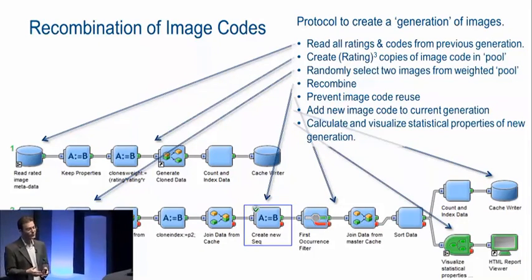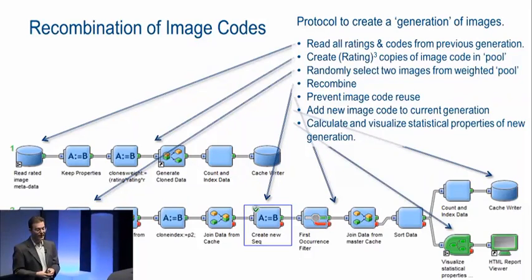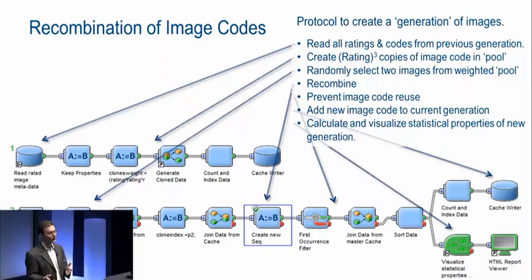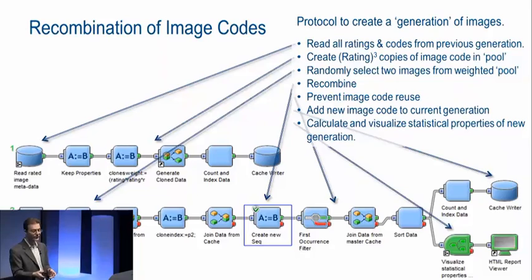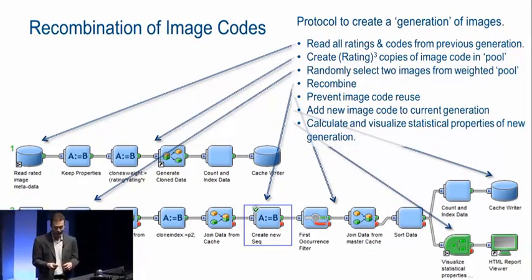The next thing we do is we make sure that we aren't duplicating an image. So again, the first occurrence filter to make sure that the code that I'm going to make is not duplicated in this set. And then also there's another join data from master cache component here. So this is just a join component that looks in the database of all the images based on their codes that have been generated before, and makes sure that I'm not repeating anything that had been done in an earlier generation. So anything that passes, right, anything that has a match gets filtered out. Anything that fails, that's a new thing, so we can go ahead and create that. So then we add them to the database and visualize statistical properties of the new set.